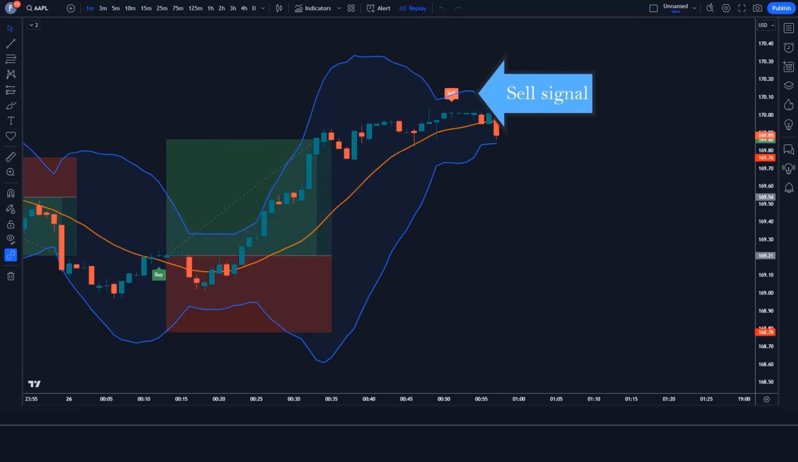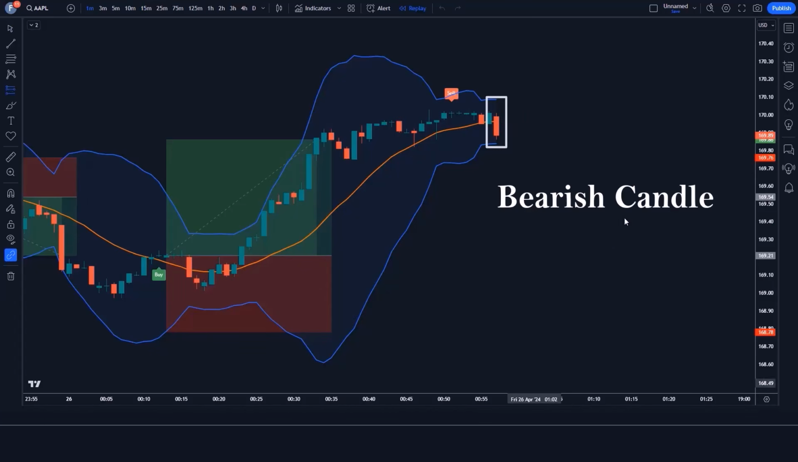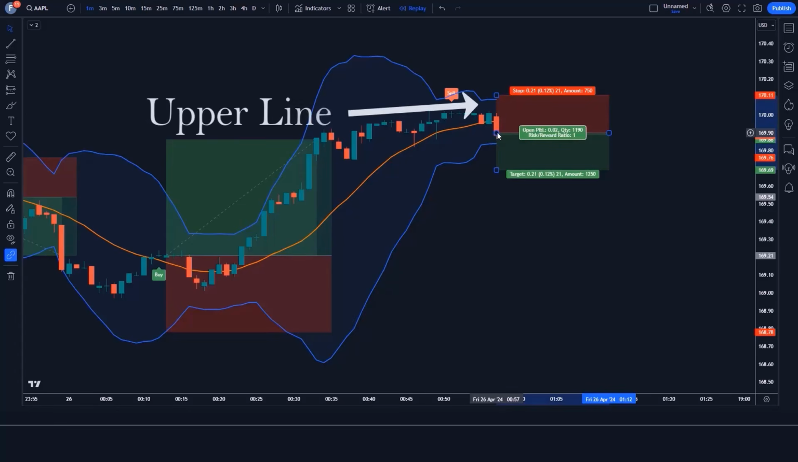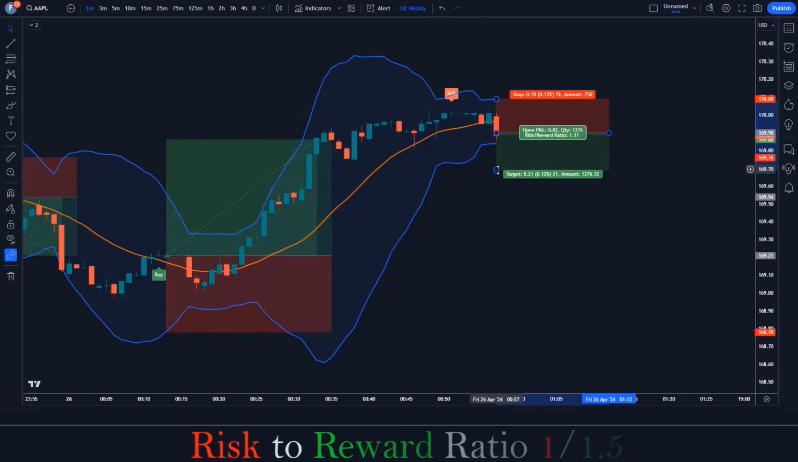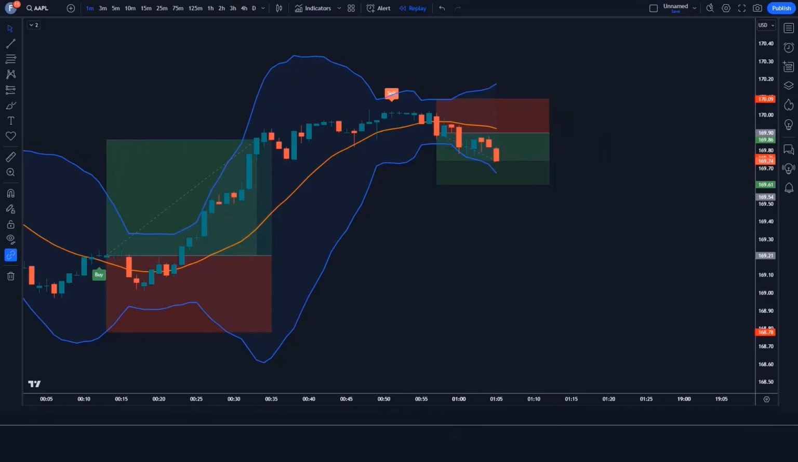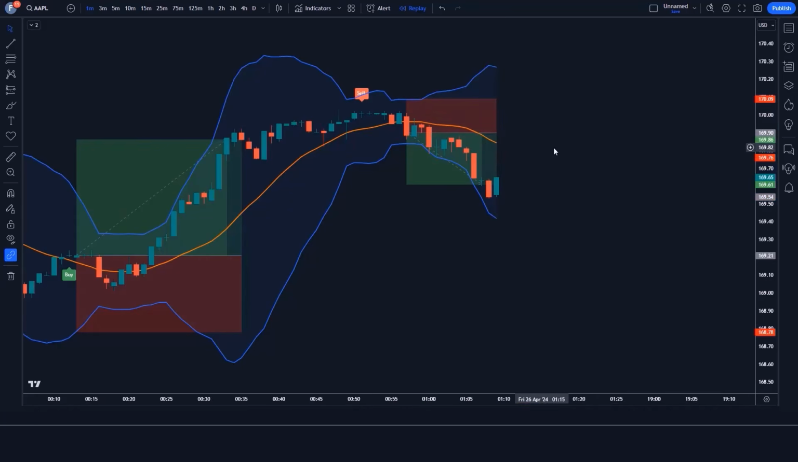Here the MACD ADX indicator gives us a sell signal. Here the market is below the scalper basis line. Here the market has made a bearish candle to give confirmation. So all our conditions are being fulfilled, so we are placing an order to sell. Our stop loss is to be placed above the scalper blue line. And the risk to reward ratio will be 1:1.5. Let's see what happens to our trade. We have won the trade. Let's find the next trade.